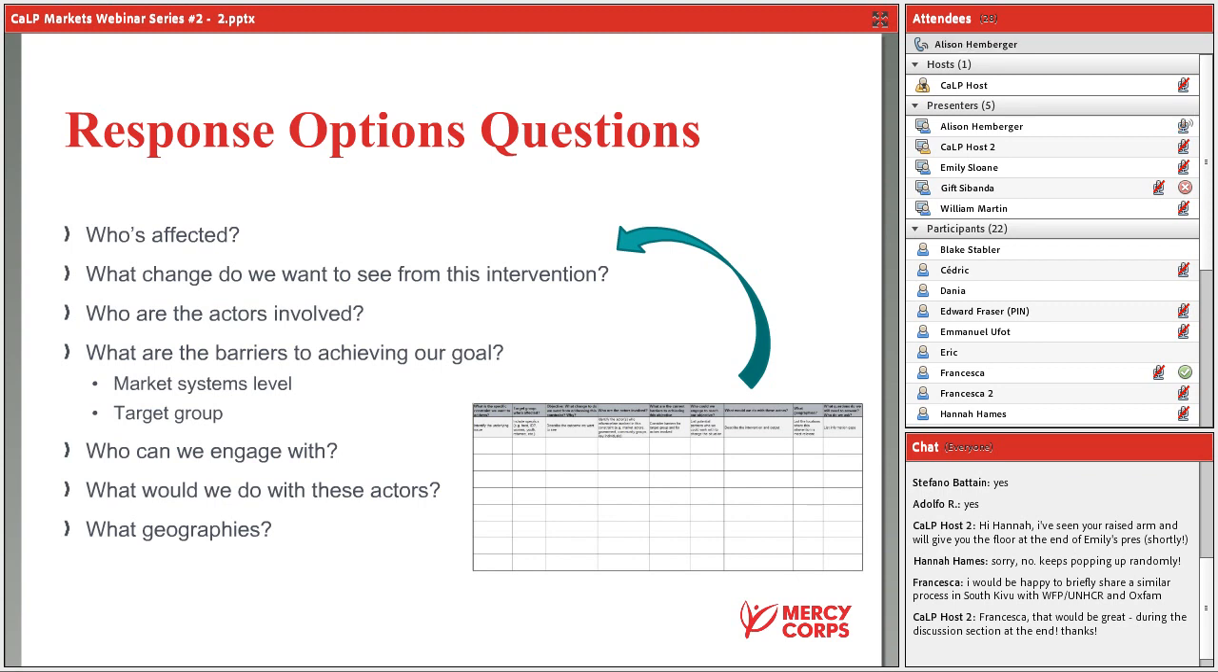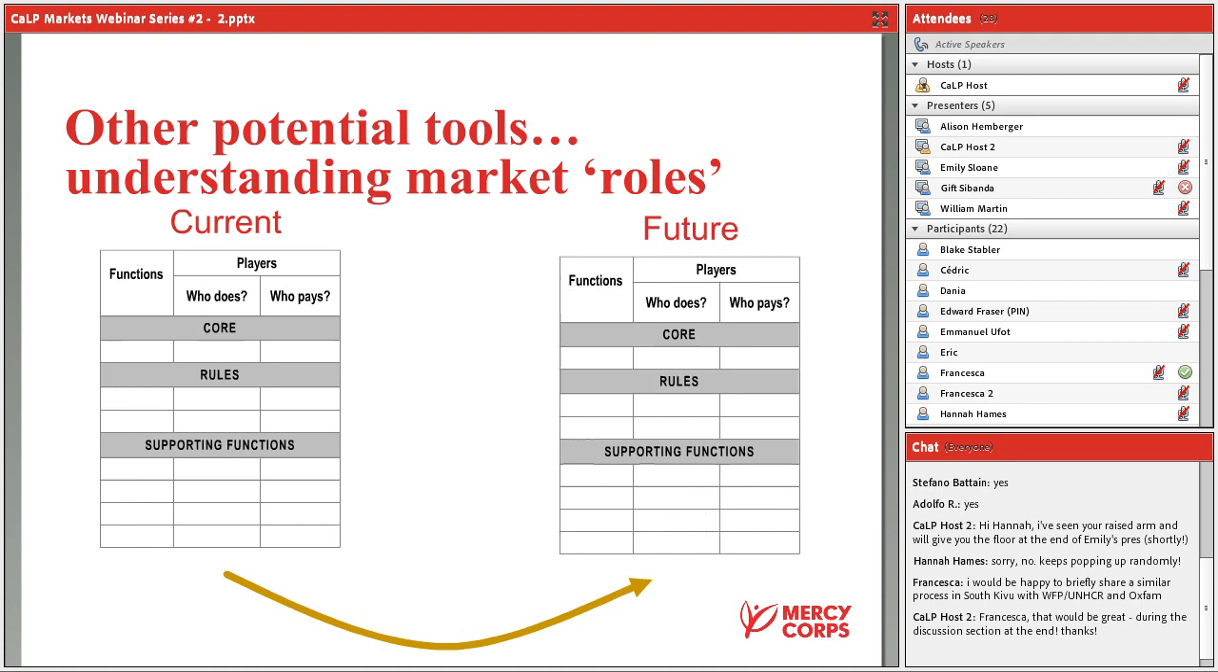So you can see here, I won't read them all, but here are the questions that we put in front of everyone to do our brainstorm activity. Who are the actors involved? What are the barriers to achieving our goals? So for our target group, but also for the other actors that those target groups rely on, such as your input suppliers, your traders. And so then who can we engage with, and what would we do with these actors? Trying to get to the idea of could we have partnerships maybe with some of these other actors rather than just delivering services directly ourselves.